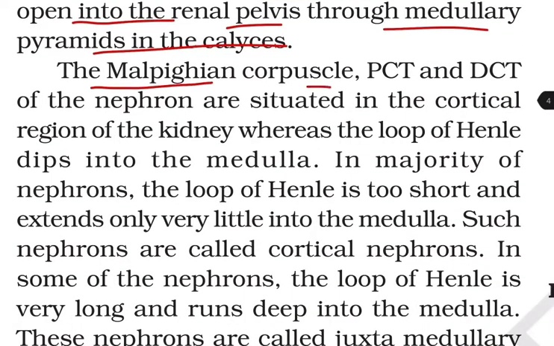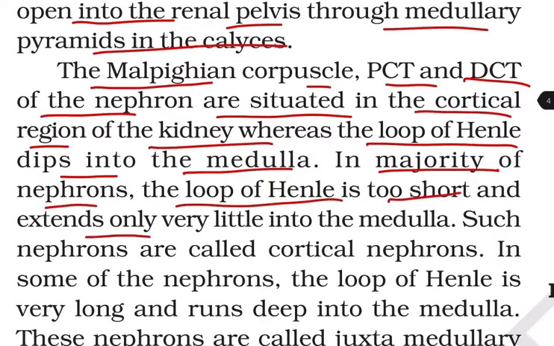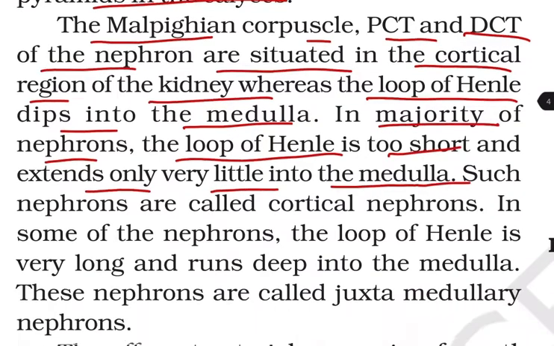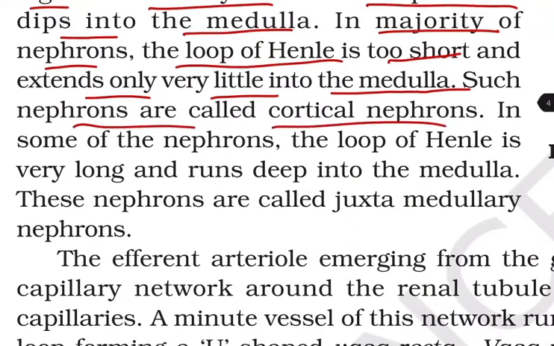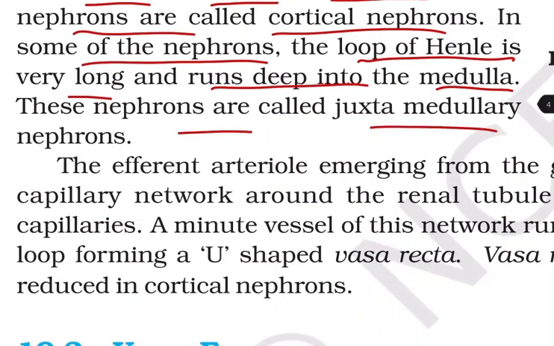The Malpighian corpuscles, PCT, and the DCT of the nephron are situated in the cortical region of the kidney, whereas the loop of Henle dips into the medulla. In the majority of nephrons, the loop of Henle is too short and extends only very little into the medulla. Such nephrons are called cortical nephrons. In some of the nephrons, the loop of Henle is very long and runs deep into the medulla. These nephrons are called juxtamedullary nephrons.